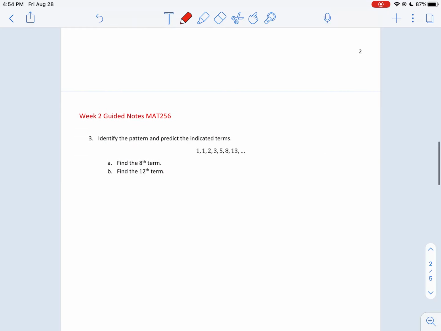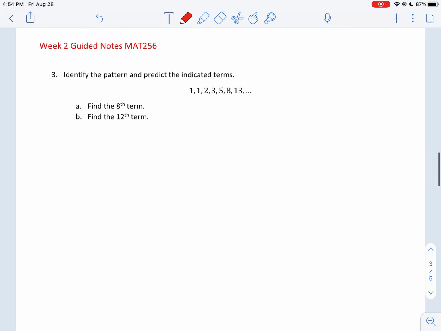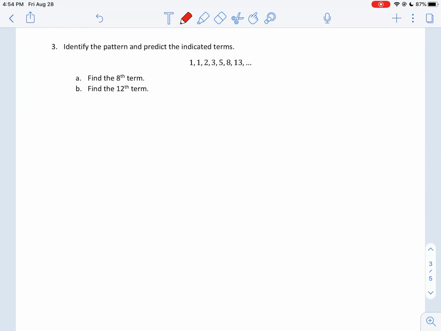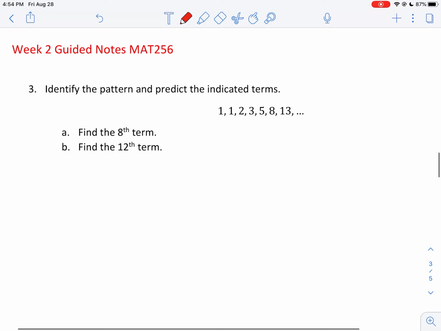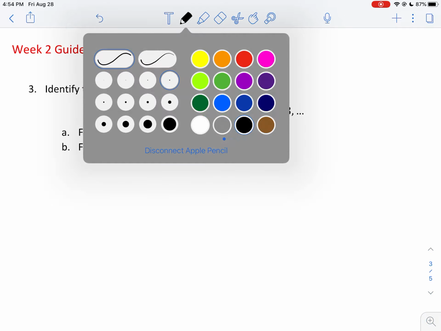All right, let's go on to the next slide, the next page here. Identify the pattern and predict the indicated terms. I'm going to pause. I encourage you to pause the video and to try to work this one out completely on your own, and then when you feel like you've given it enough time, come back and see what I did here.